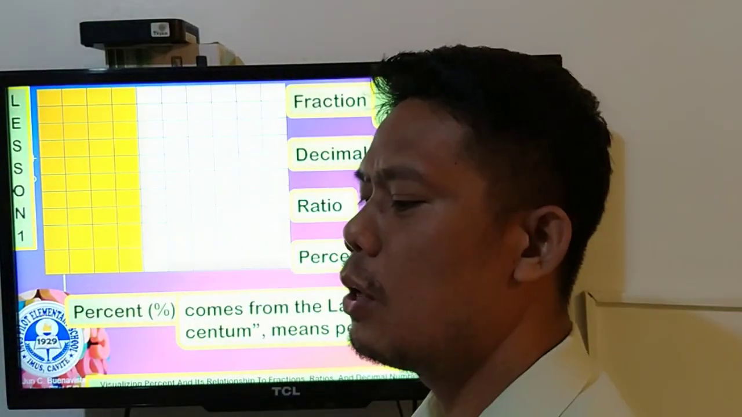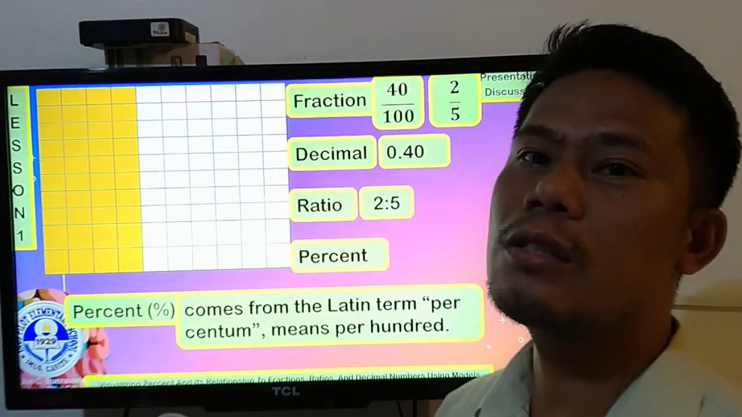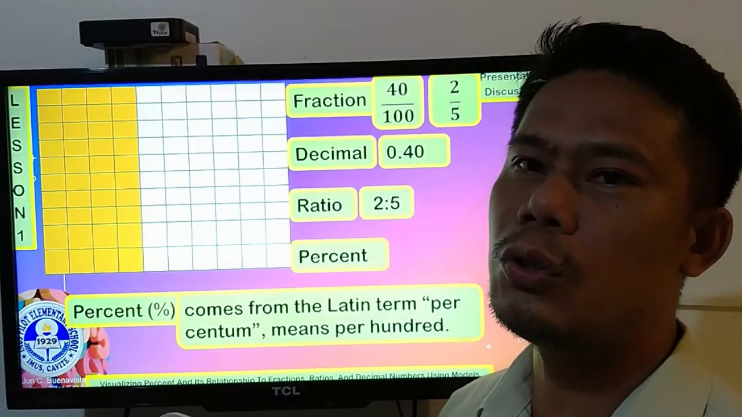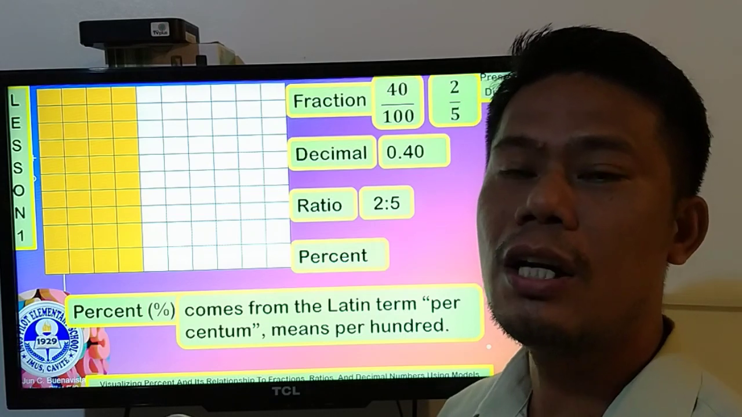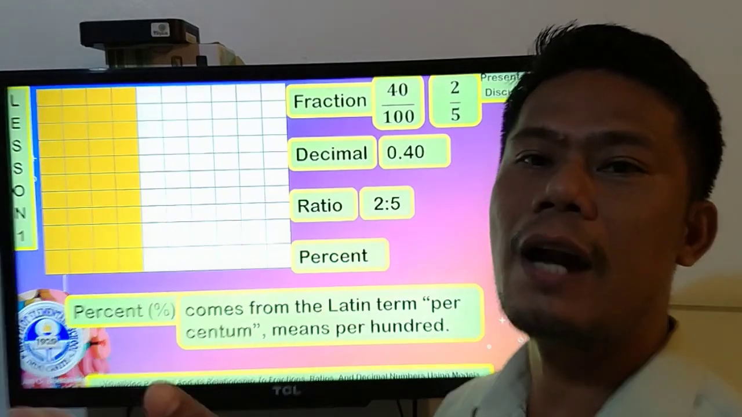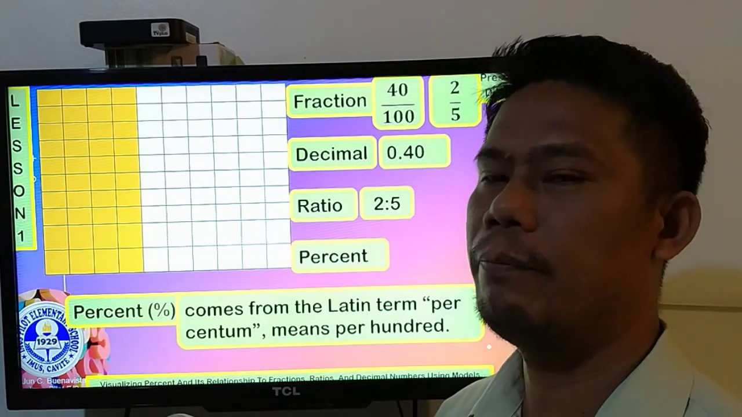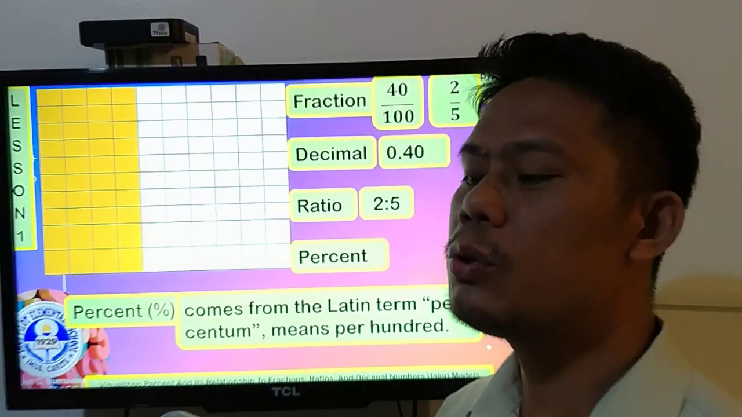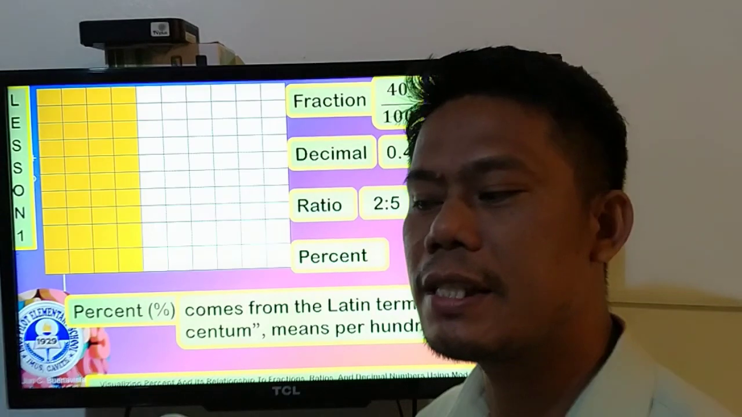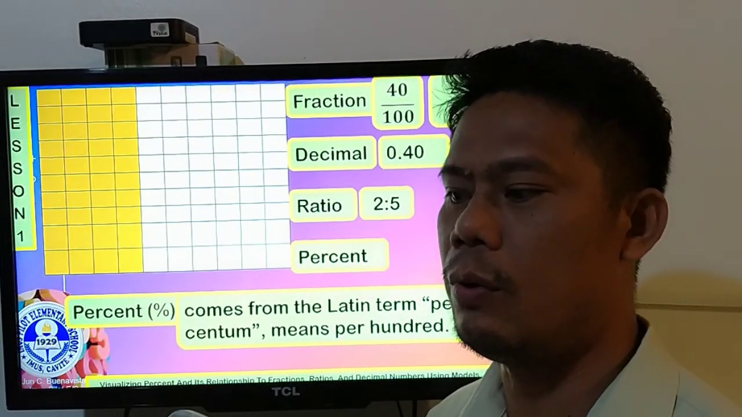That is 2:5. So why are we not going to use 40:100? Ratio, like a fraction, you are going to express your answer in lowest term. Now, we are going to change our answer to percent. So what is percent, by the way?